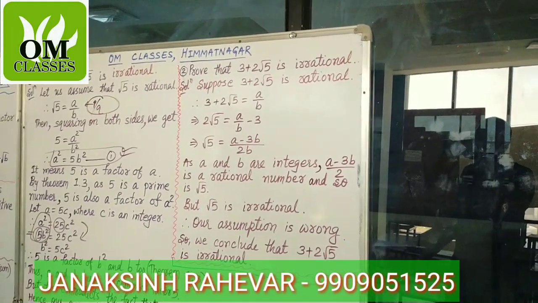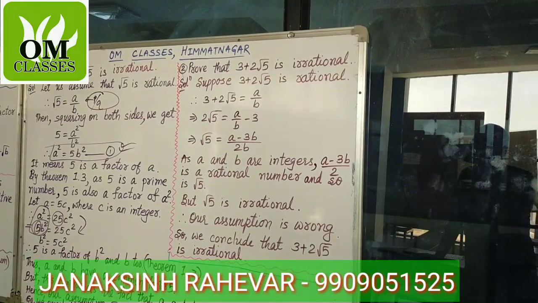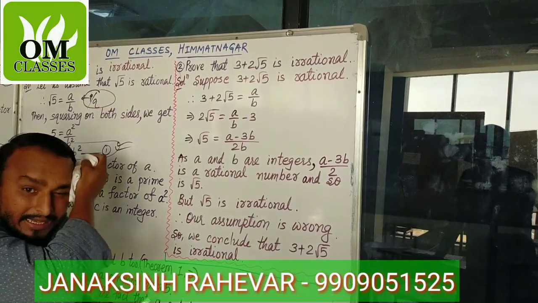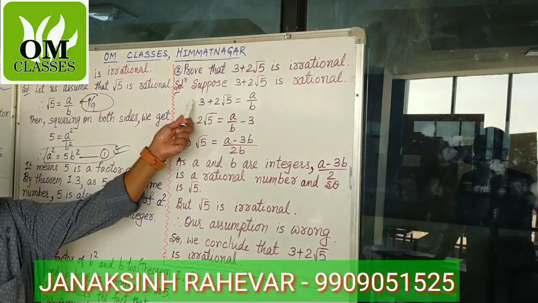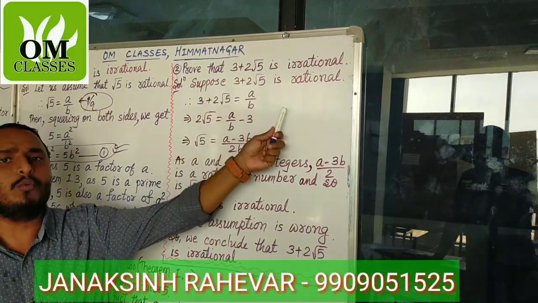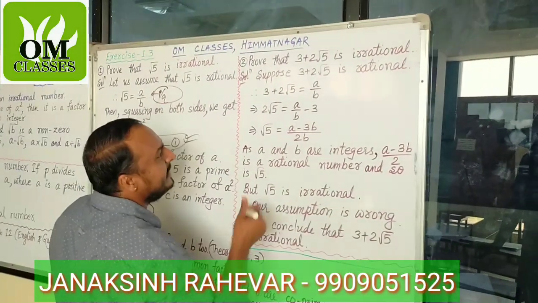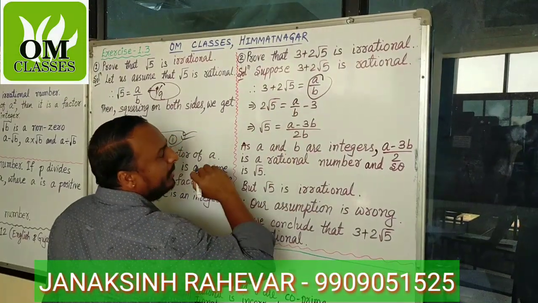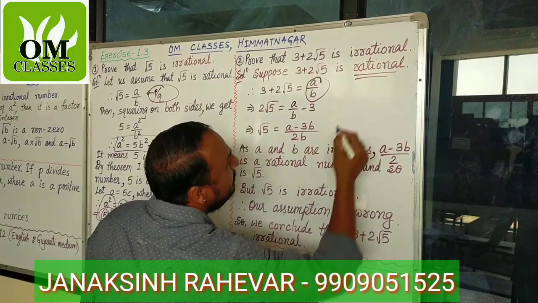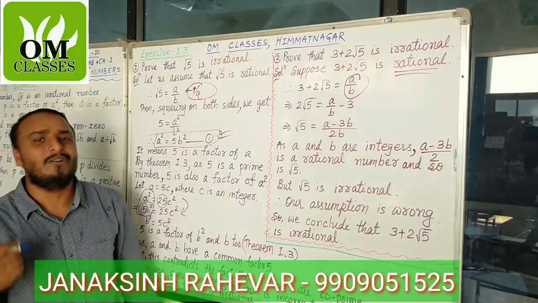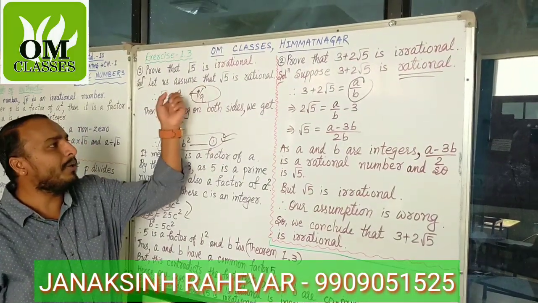Prove that 3 plus 2 root 5 is irrational. Now again we have to take first step. Suppose 3 plus 2 root 5 is rational. Now again we can write this in the form of a by b because it is a rational number and rational numbers are always written in the form of p by q.